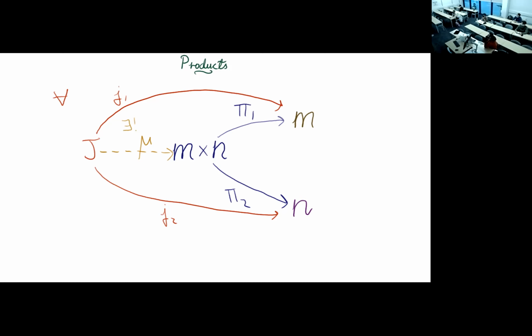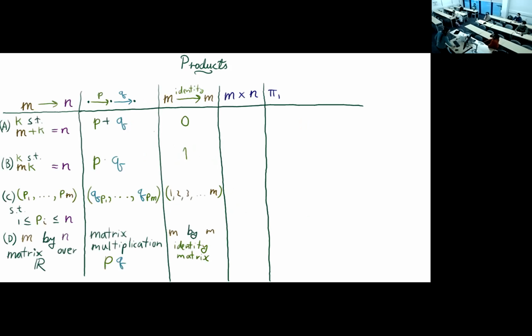Does anyone have a familiar, a cute name for that number? The minimum, exactly. So in the category A, the product is the minimum of M and N, and pi1, we won't bother listing both of the projections. Pi1 you could think of as being 0 if M is the smaller of the two, and otherwise it's M minus N.